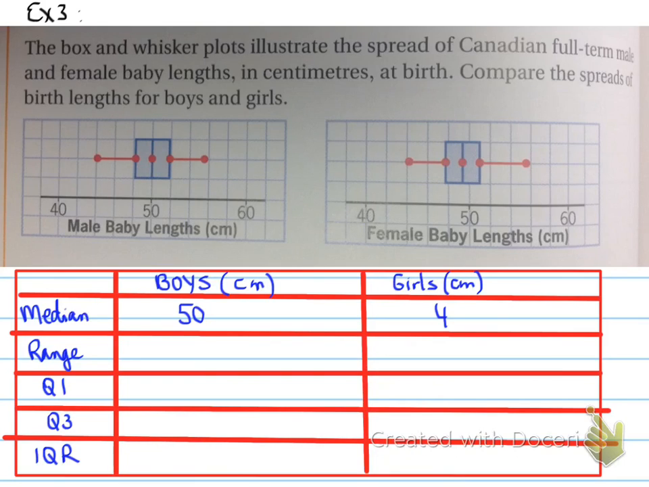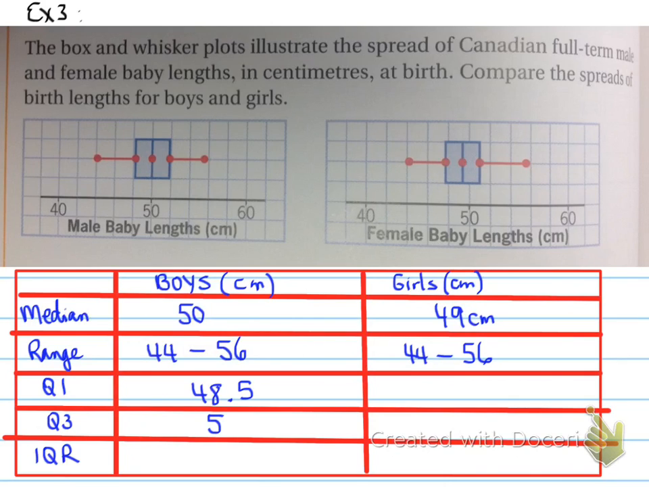So, for example, the median for the male baby length is 50. The girl baby length is about 49 centimeters, based on the scale here. Now, the range goes from 44 all the way up to 56. And the females go from 44 all the way up to 56, roughly. It could be just a little bit less than that, but the idea is that it's not exact, higher than 55, but just a tad short under 56. So again, they have roughly the same range.